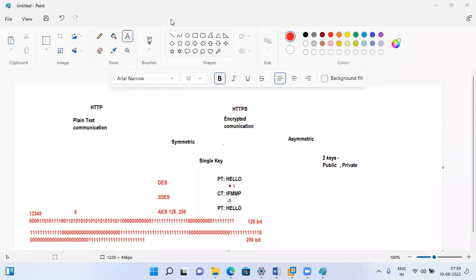The reason is the key size is more. So whatever is the secret key plus one, I am trying to replace with the key size of 256. Okay. And out of AES 128 and AES 256, AES 256 is a secured one and stronger key.